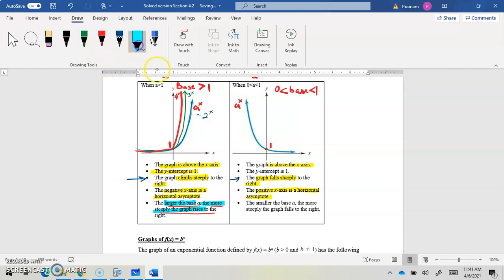Now let's look at the other side. It says smaller the base, the more steeply the graph falls to the right. Let's say this given graph is half raised to power x. Half is 0.5. What if we have 0.4? The smaller the base, the more steeply the graph falls to the right. This would be 0.4 raised to power x. If I have say 0.7, then it would be a little less steep than half raised to power x. This would be 0.7 raised to power x. So smaller the base, more steeply the graph falls to the right. So these are the basic observations from the exponential function. These are the important points.